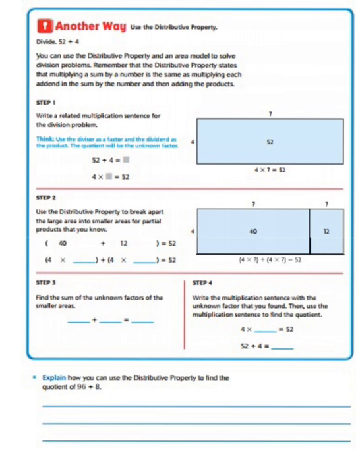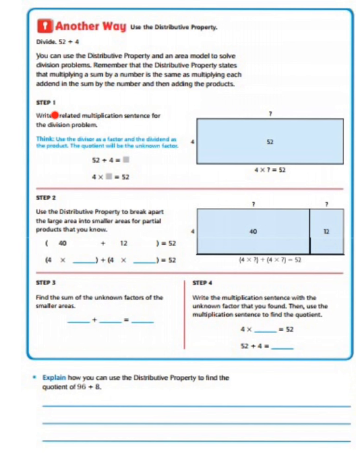Now, let's take a look at another way that we can solve this. You can use the distributive property and an area model to solve division problems. Remember that the distributive property states that multiplying a sum by a number is the same as multiplying each addend in the sum by the number and then adding the products.